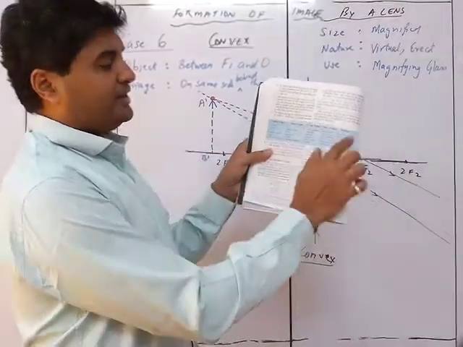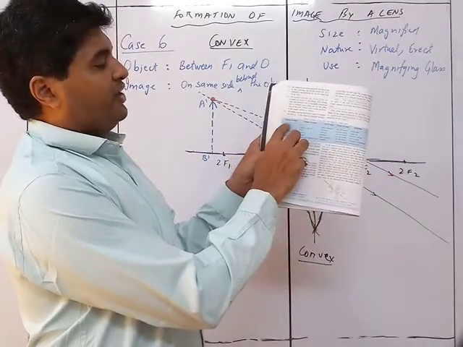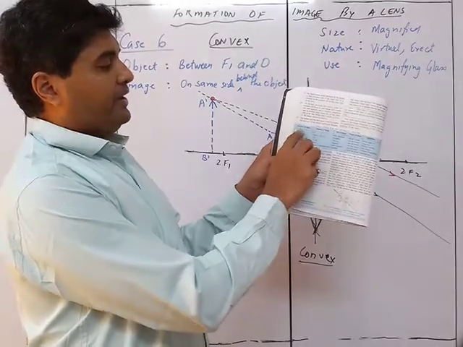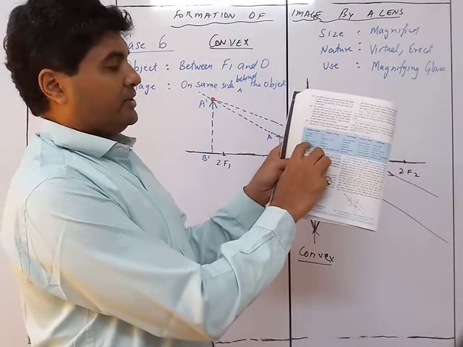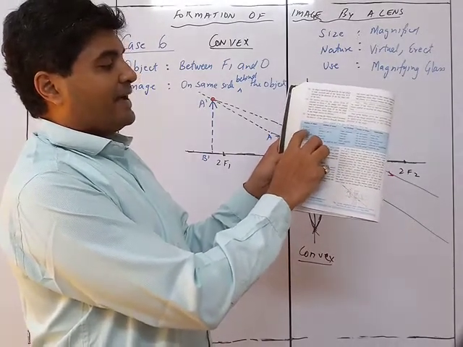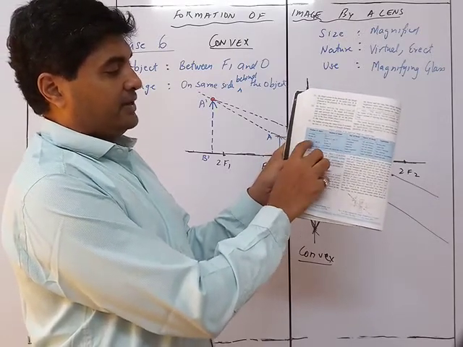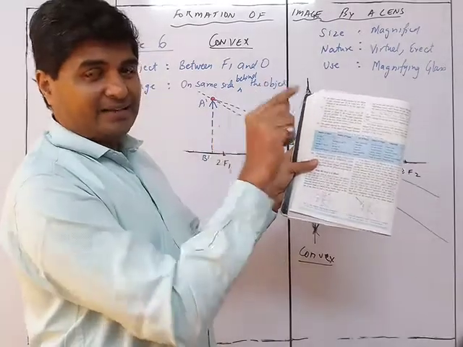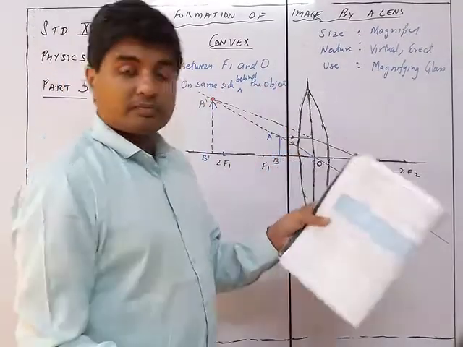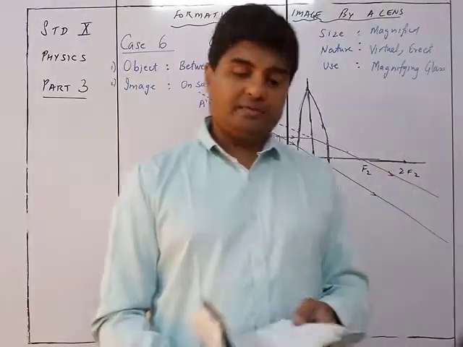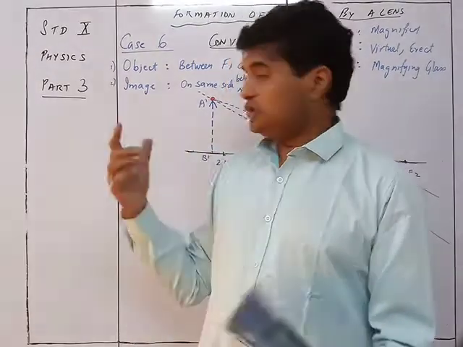very well. You study this table very well. You can see the first point and the fifth point are exactly opposite of each other. Second point and fourth point exactly opposite of each other. This is here and this is here. And third point is exactly the same, 2f2 and 2f2. And sixth point is completely different. That is the virtual image.